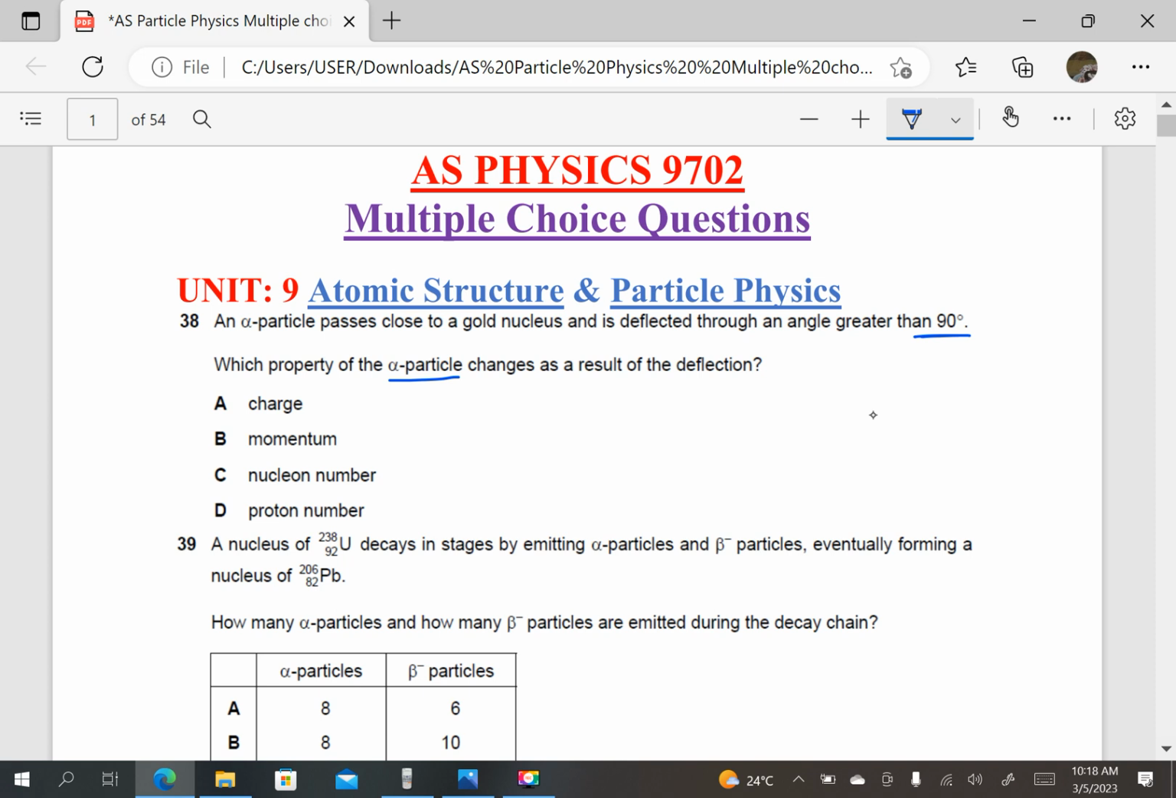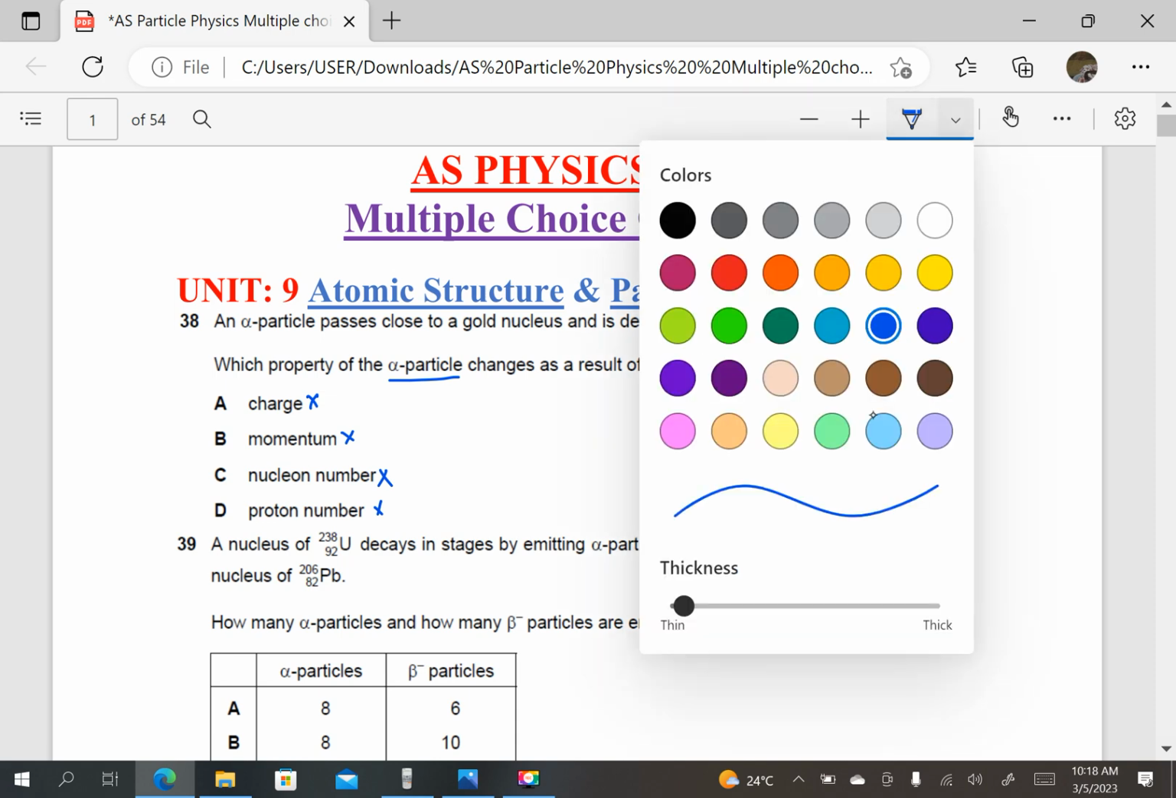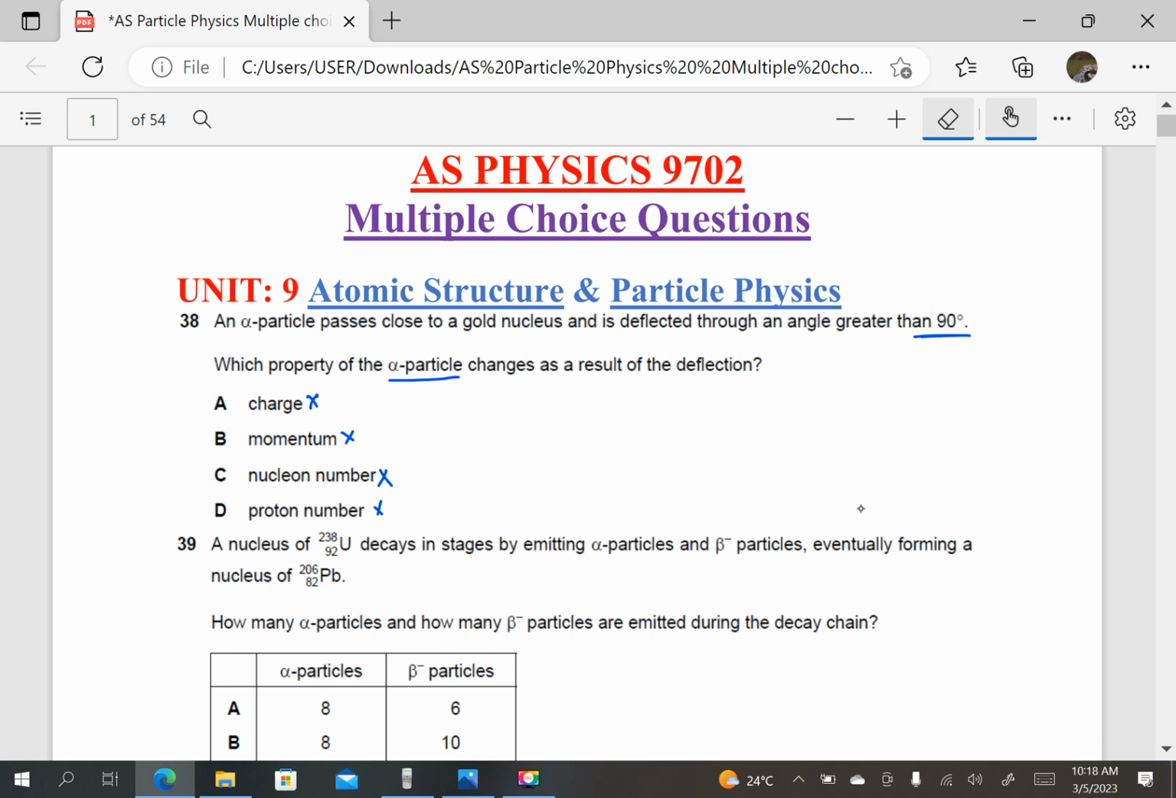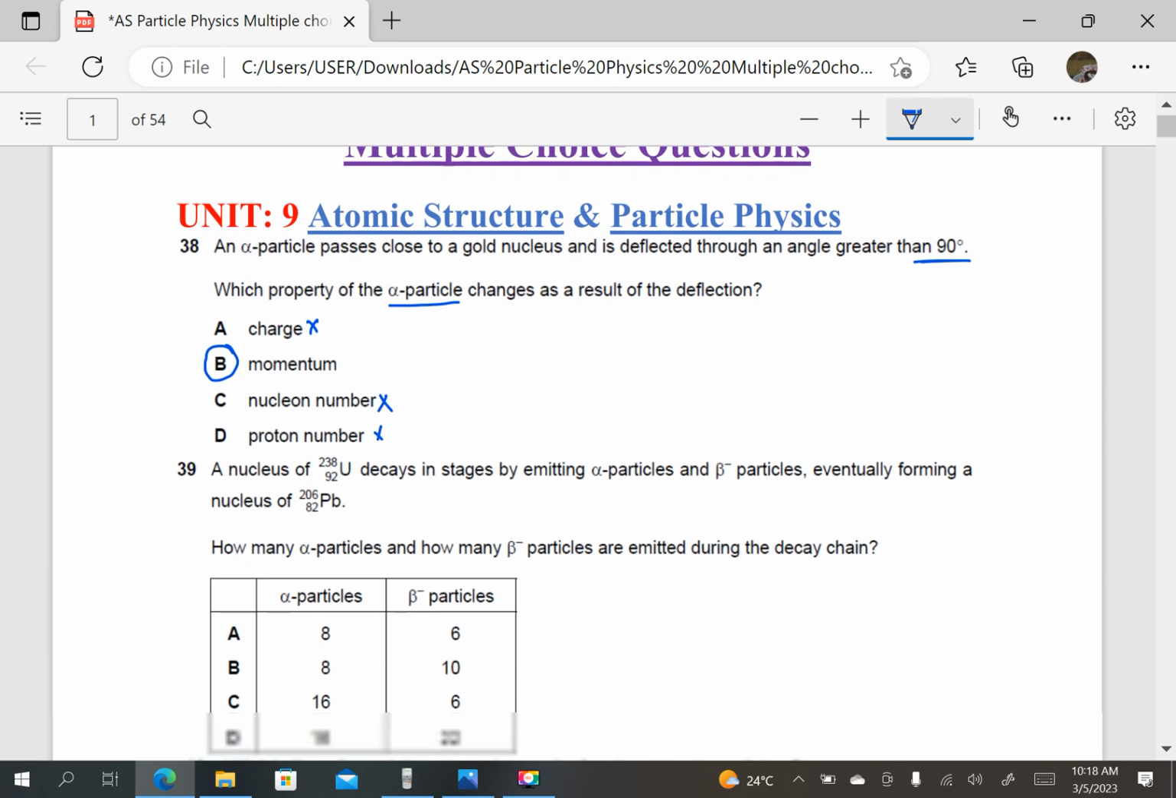So which property changes? Of course, charge cannot be changed by deflection. Momentum could change. When there is a change in direction, the momentum could change. Nucleon number does not change if it is the same alpha particle. Proton number will not change if it is the same alpha particle. So the only property which is most likely going to change is momentum, because momentum is a vector quantity. If there is a deflection, direction changes. So the answer is going to be momentum.